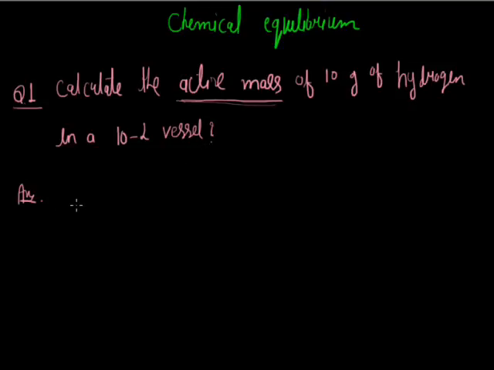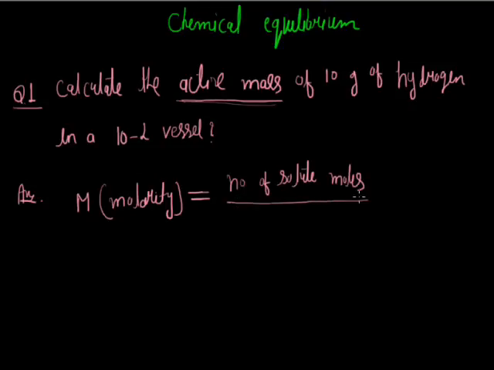Now there is a formula for molar concentration, that will be capital M. Capital M stands for molarity. It means concentration of the solute taken in moles per liter. So here is the formula: molarity equals number of solute moles upon volume of solution in ml into 1000. This is the formula for the molar concentration or molarity.